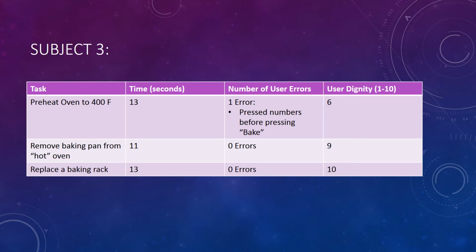Subject 3 took between 10 and 15 seconds on each of the tasks and made only 1 user error throughout the entire thing, having a high user dignity of 9, 10, and 6 in each of the tasks.